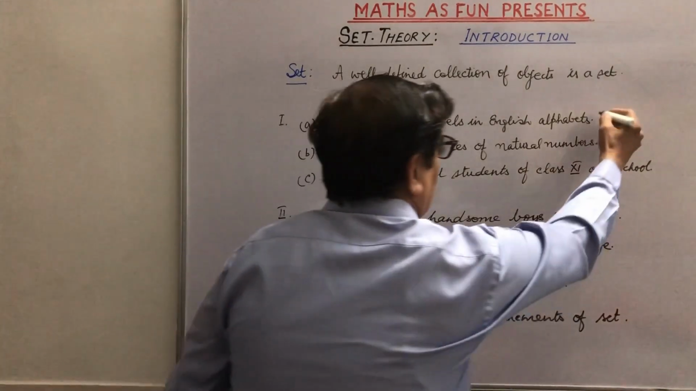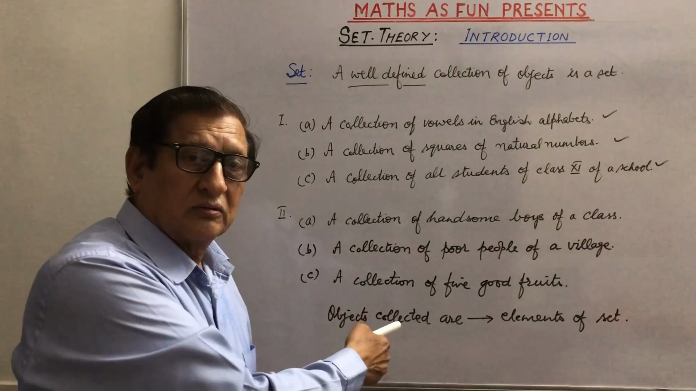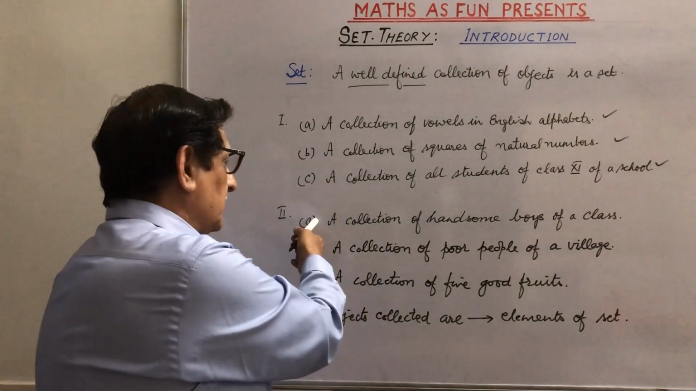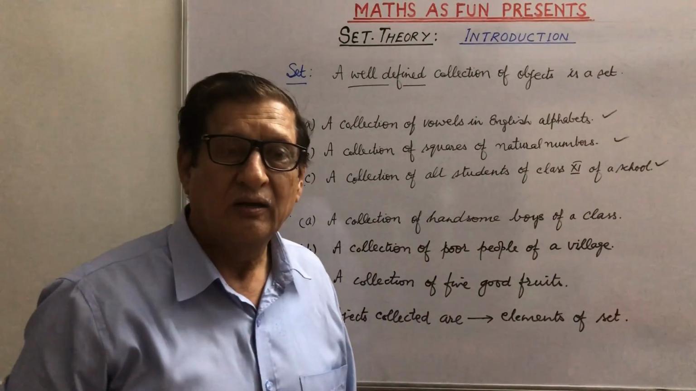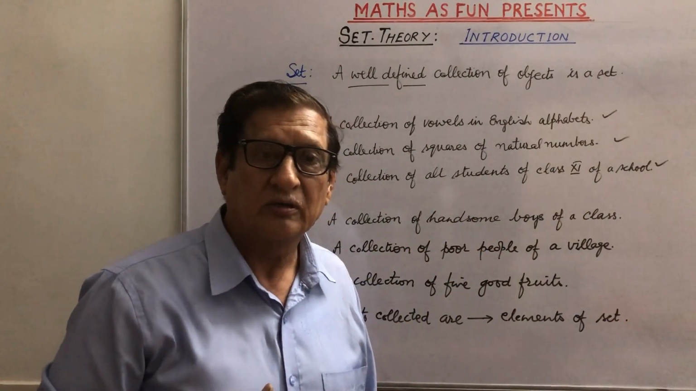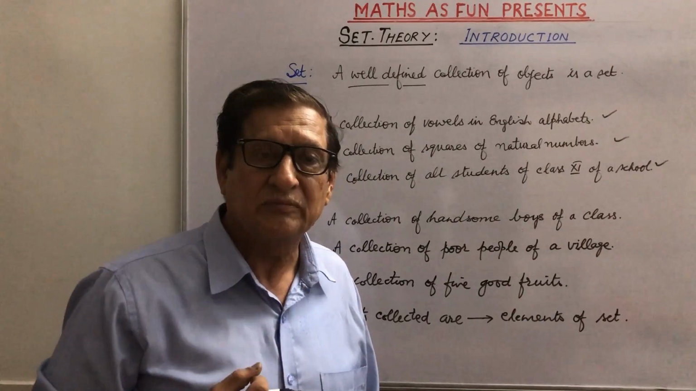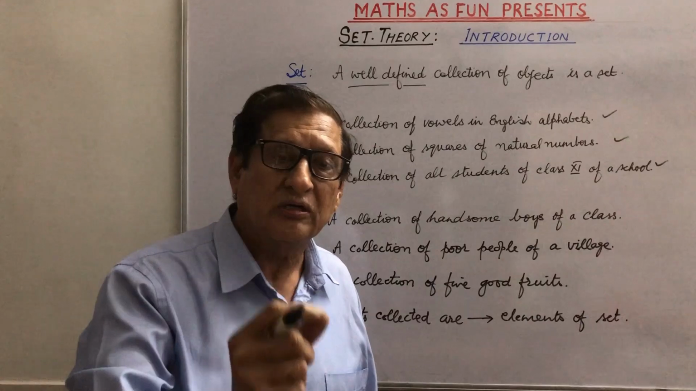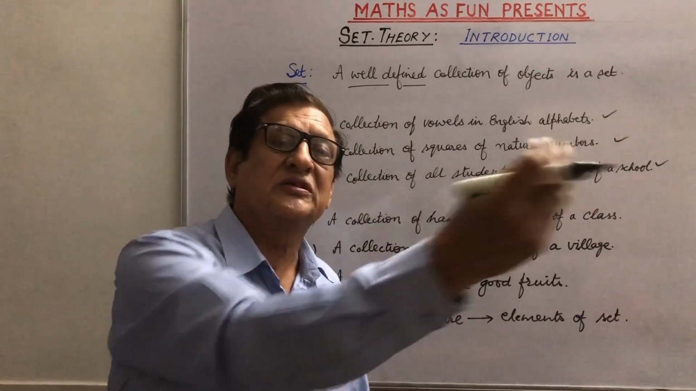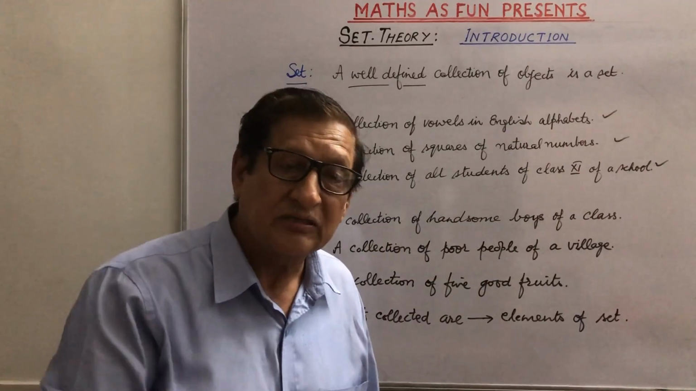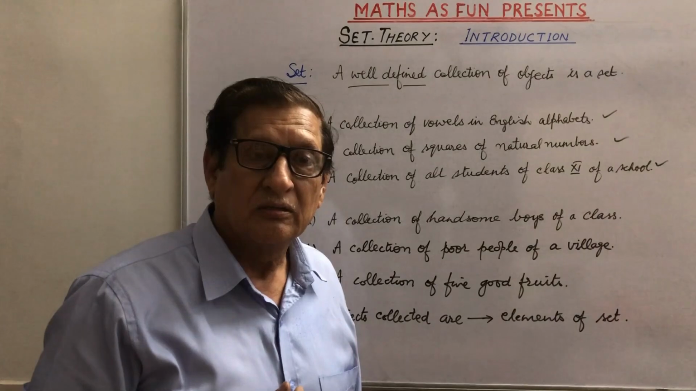They are well-defined collections. Now some more we discuss here, like a collection of handsome boys of a class. Who can you say is a handsome boy? You don't have any meter to measure handsomeness. Handsome boys actually come by comparison. We compare the boys and then we say this is handsome. And that is why it is not a well-defined collection.